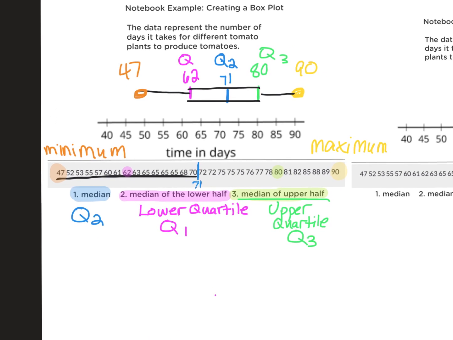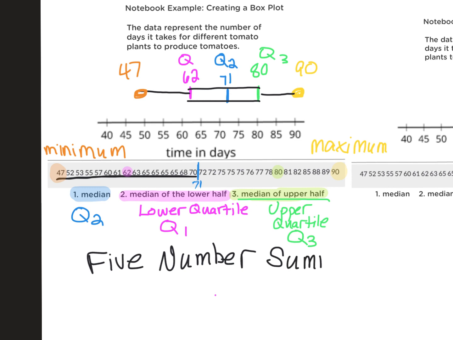And because there are 5 separate parts, a minimum, a maximum, your Q1, Q2, and Q3, in math, a lot of the time they'll ask you, this is called a 5-number summary. That just means it's the 5 numbers that summarize that data, because there are 5 parts.